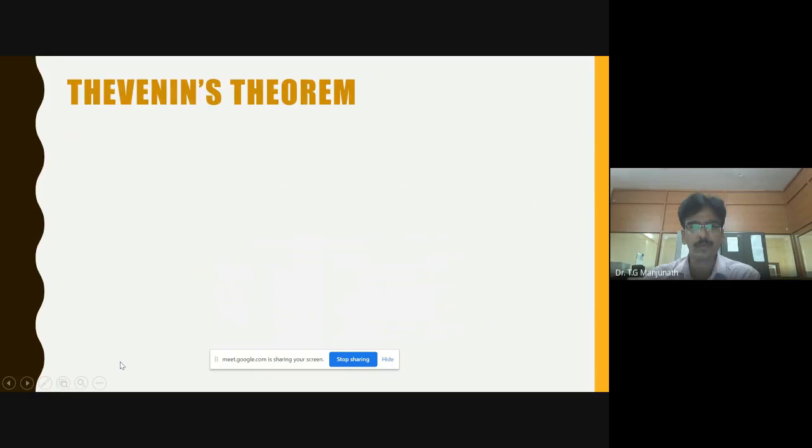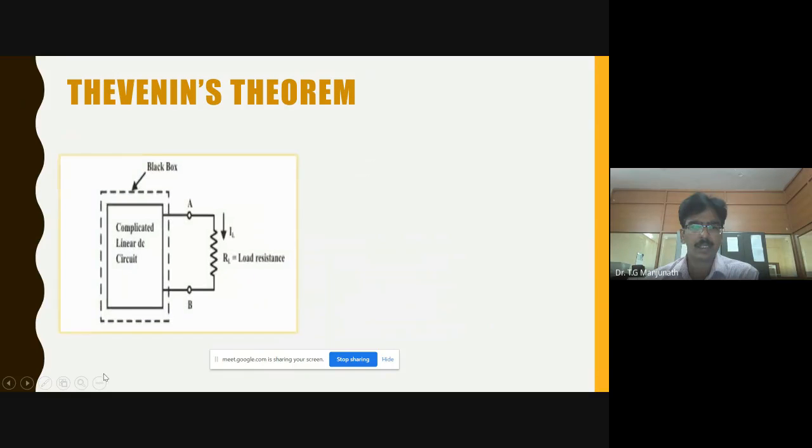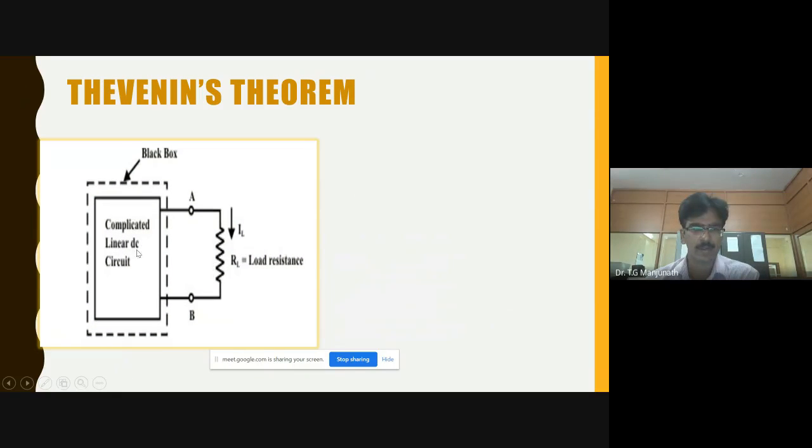Now, let us consider there is some complicated network consisting of current sources, voltage sources, independent sources, dependent sources, anything, that I am considering as a black box. And in this given network, your intention may be finding current or voltage in some part of the network. So whichever the branch you are finding current or voltage, that will be considered as the load resistance in the given network.